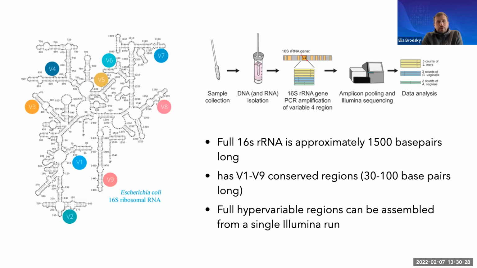While cheaper and allowing for deeper community coverage, Illumina sequencing only produces reads that are 75 to 250 base pairs long, up to 300 base pairs with Illumina MiSeq, and has no established protocol for reliably assembling the full gene in community samples. Full hypervariable regions can be assembled from a single Illumina run, making them ideal targets for the platform. So here you can see the 16S ribosomal RNA, about 1,500 base pairs long, and then we have these V1 to V9 regions. Choosing one or a couple of them makes a good candidate for these kinds of studies.